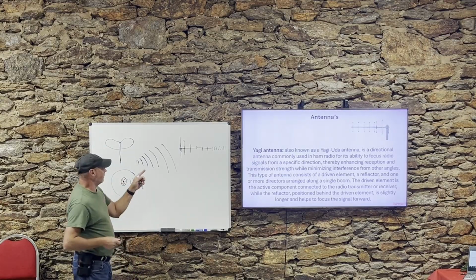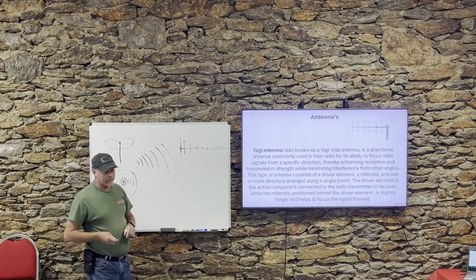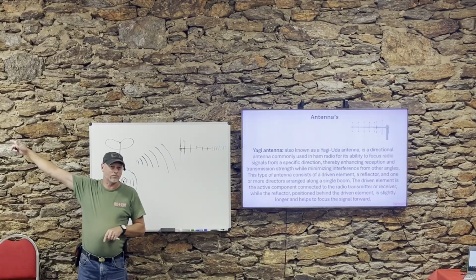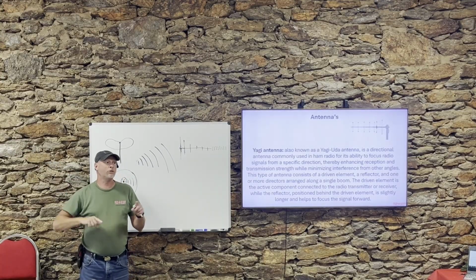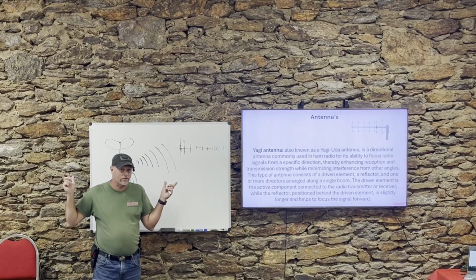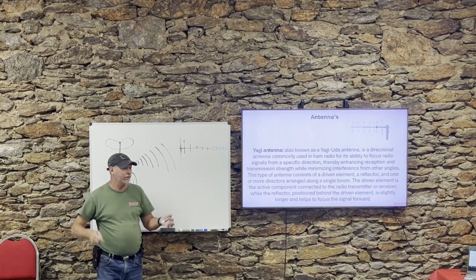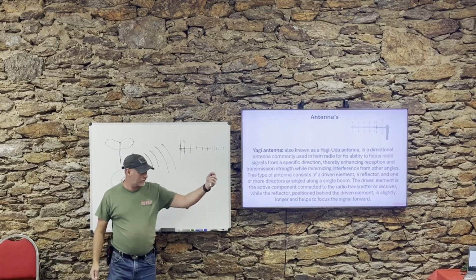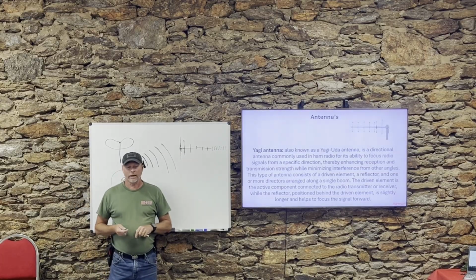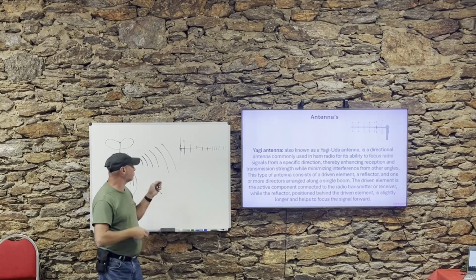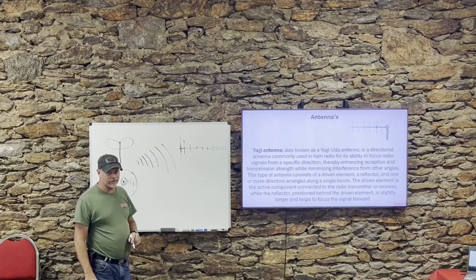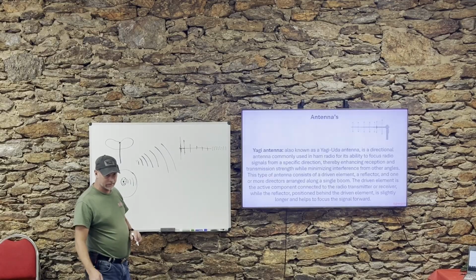Okay, so what this is good for is, you live here and you live 100 miles away, and you just want to talk to each other. You don't care to talk to anyone else. You just want to communicate between you two. So you set a Yagi up this way, you set one up this way, and you're going to talk to each other. And the signal's not going to broadcast out in such a way that anybody else can hear it. All right, does that make sense?